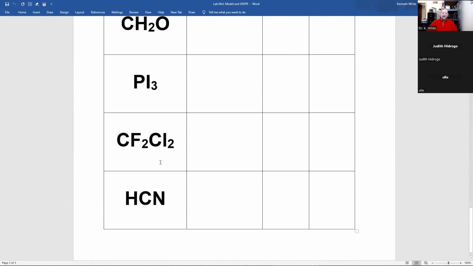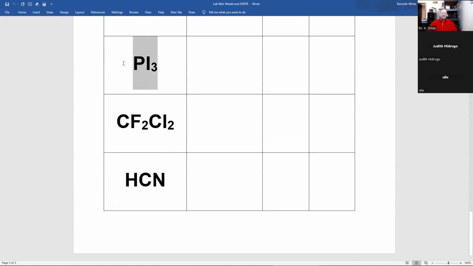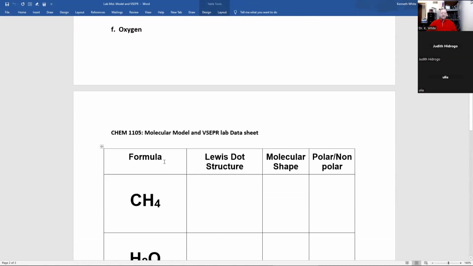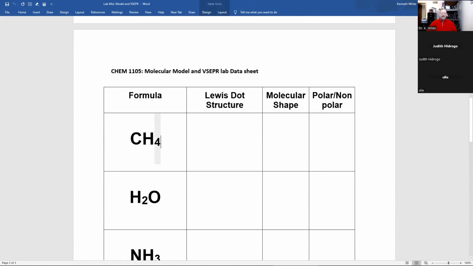Go back and look at, like this one, phosphorus triiodide. I've never used it. You're never going to use it. But for this one, let's look at methane, CH4. Methane is also what you call natural gas. If you have a natural gas oven and stove, guess what? You're burning this to make the heat to cook with.